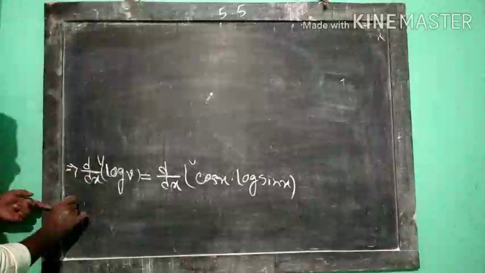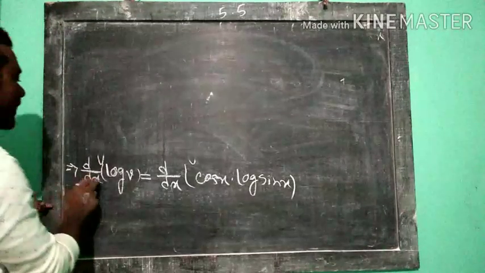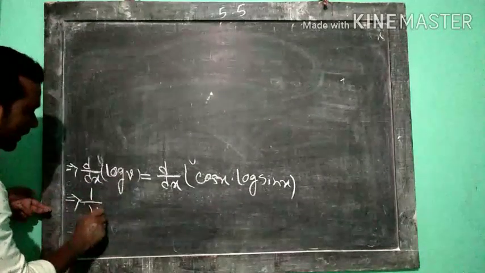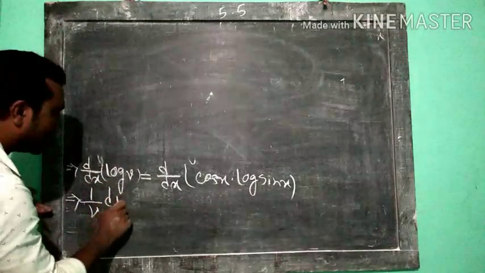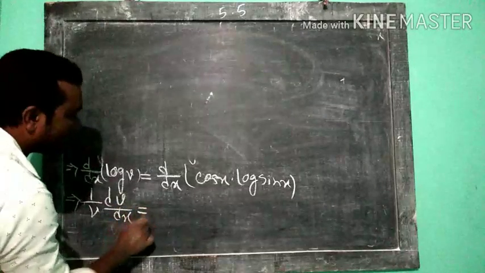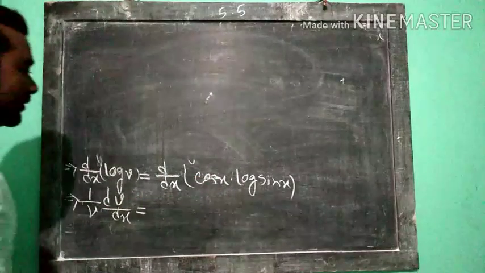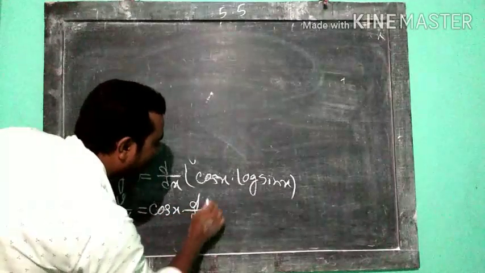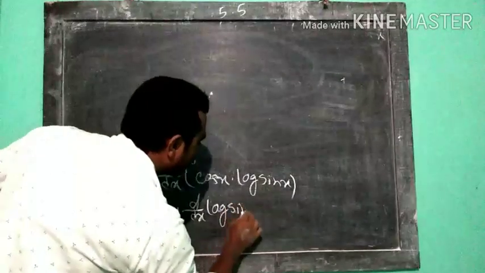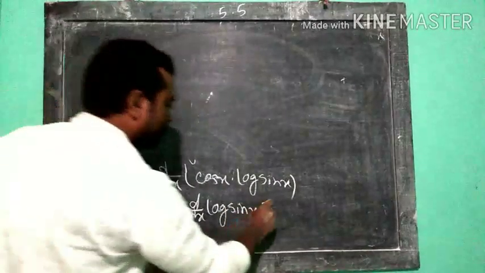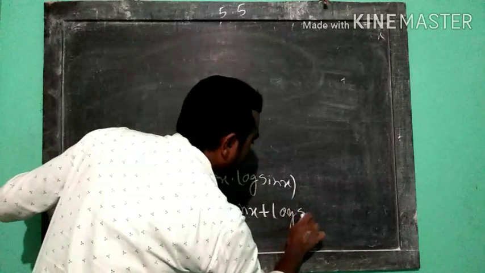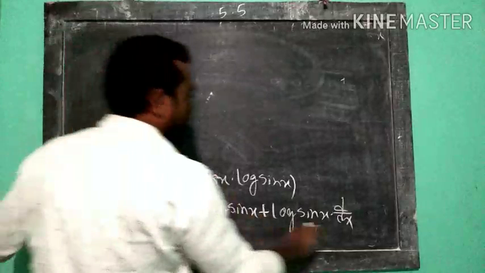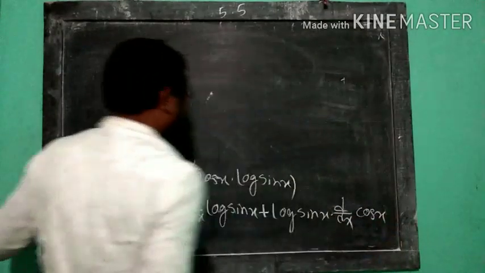Okay, this implies d/dx of v equal to what? d/dx of log v equals 1 by v. If we differentiate v, then we get dv by dx. This is equal to, by the chain rule, cos x into d/dx of log sin x plus log sin x into d/dx of u. u is cos x. So right here cos x.